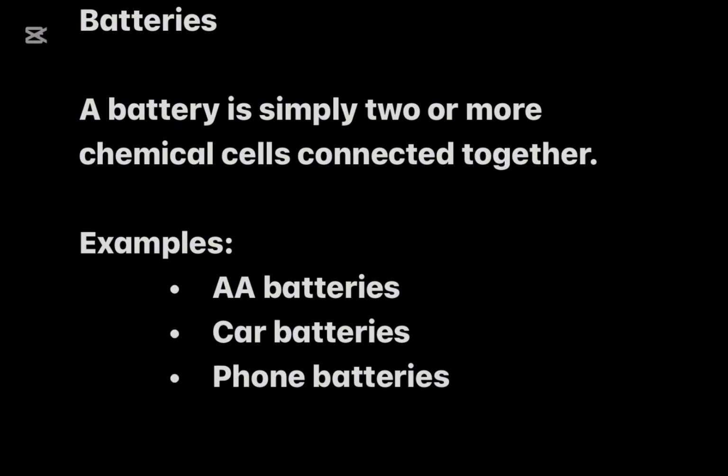Now, you should know that an example of a chemical cell is a battery. What are batteries? A battery is simply two or more chemical cells connected together. Examples: AA batteries, car batteries, phone batteries, etc. Without being told, we know what these batteries are used for: torchlights, to power our devices such as phones, etc.